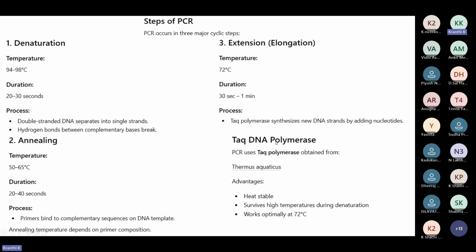So what type of Taq polymerase do we use? There is a Thermus aquaticus, that is a bacteria. From that bacteria, we are extracting this Taq polymerase because it is heat stable. It survives high temperature during denaturation, and works optimally at 72 degrees. That's the reason we use this Taq polymerase from Thermus aquaticus.